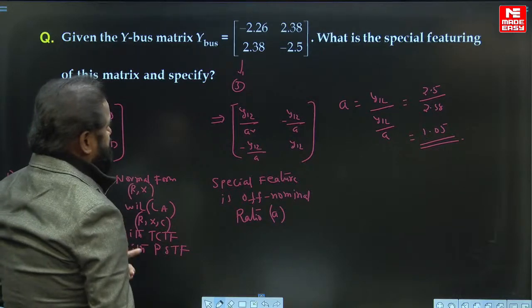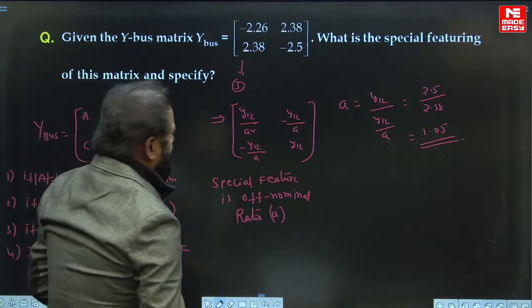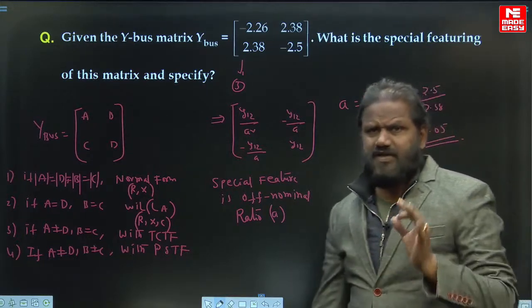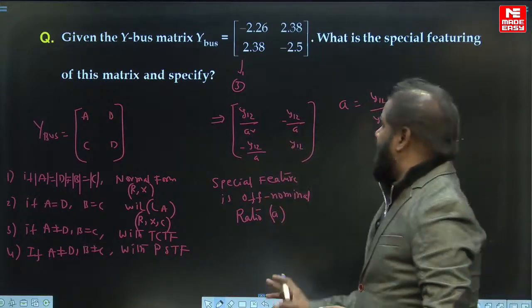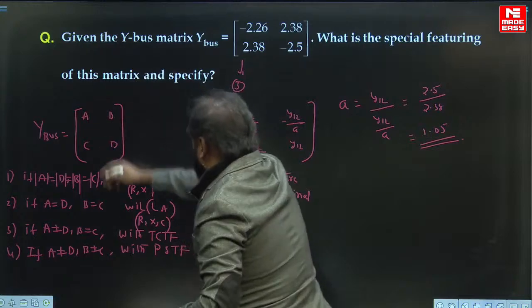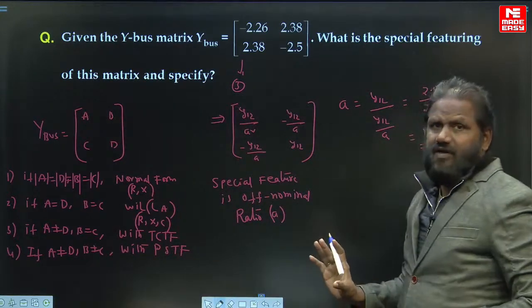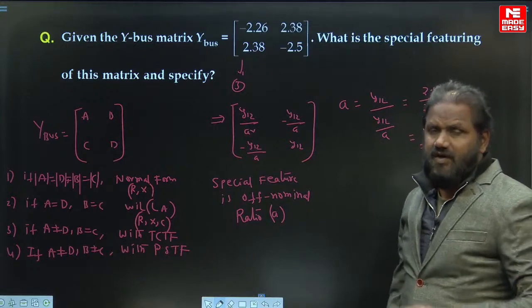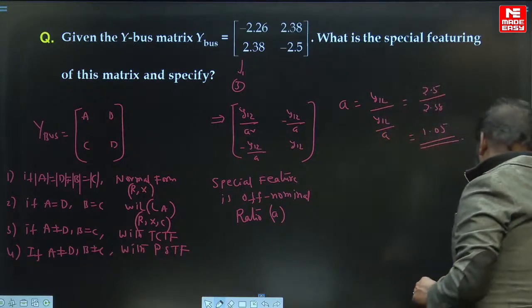Special featuring means what's happening is the off nominal ratio. The value of the off nominal ratio is equal to 1. See, GATE questions are like this, precise, but there are many things in them. You can see every description is very short, but the answers are very long. Conceptually, I am telling you every question I am giving in a conceptual mode. So that is a very important thing that you have to observe.